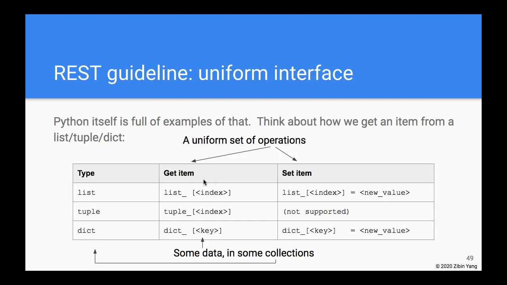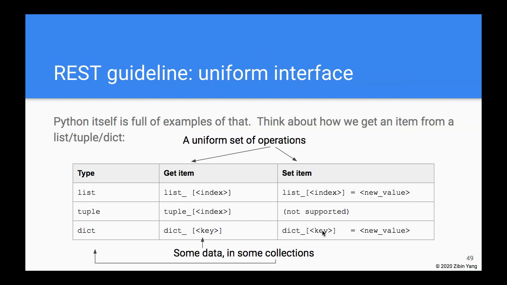Now, that is to get an item. How about to set an item? Well, set an item is very similar across these different types as well, other than tuple, which we cannot set because it's immutable. But anyway, to set an item, at first we have to get to the item, and then we use the assignment operator and give it a new value.